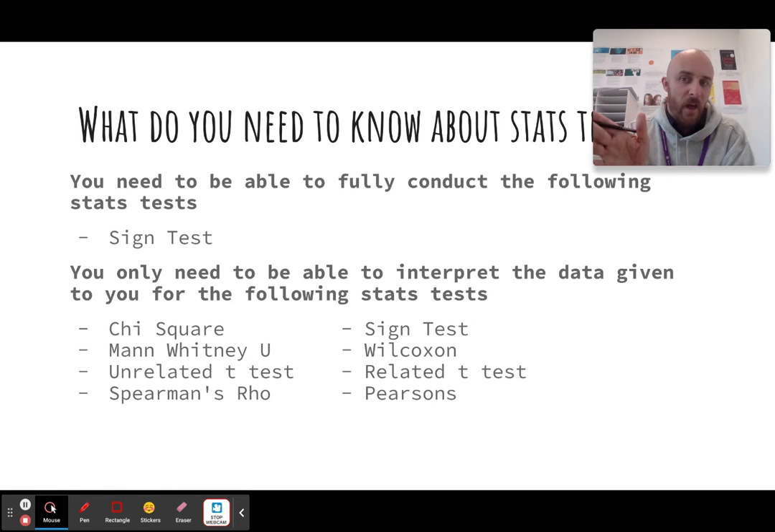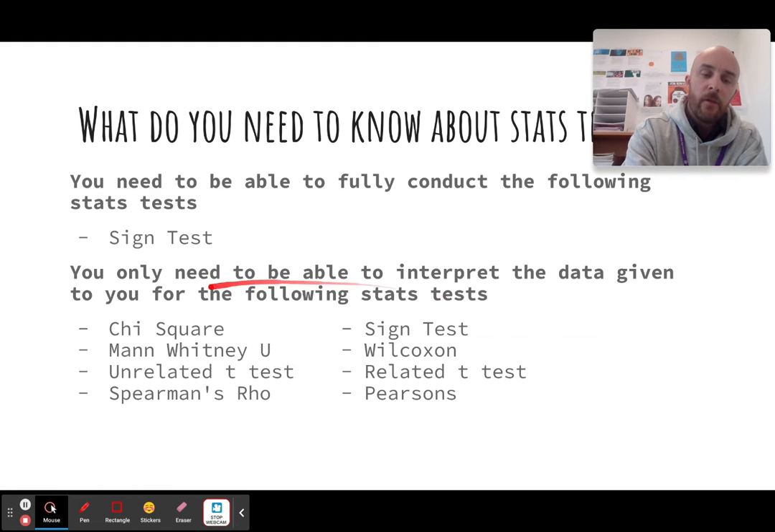The second part, and probably the harder part here, is the statistical test part. Now, you do not need to know how to do all of these stats tests. The only stats test you need to know how to do from start to end is the sign test, and I'm going to be doing a separate video on that. Super easy, by the way. It's almost embarrassingly easy. The other ones, including the sign test as well, you do not have to know how to do.